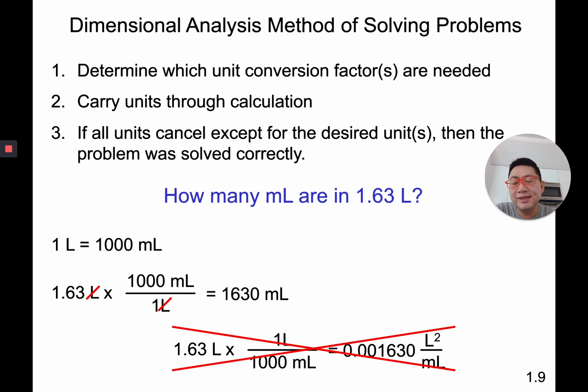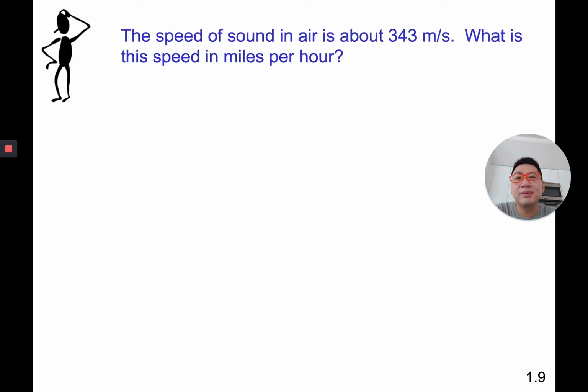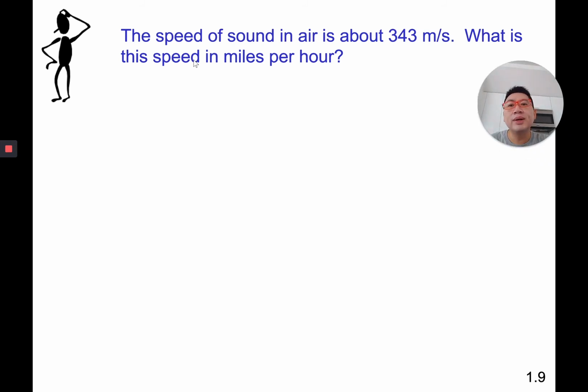Okay, this is just an easy example, but they're going to get more challenging. Okay, let's look at another sample. Here it says the speed of sound in air is 343 meters per second. What is the speed in miles per hour? So I'm going to multiply this 343 meters per second by 1, but I need to know the conversion factors that I need for this.